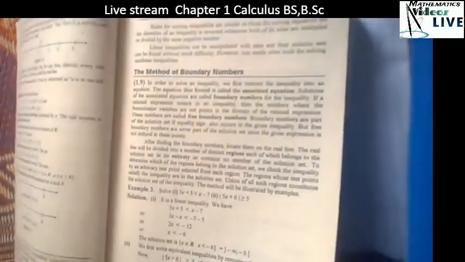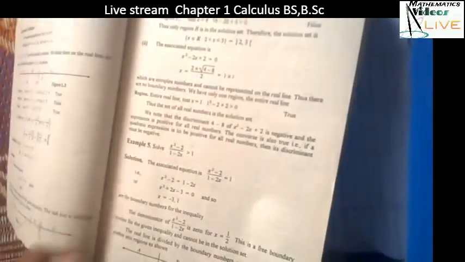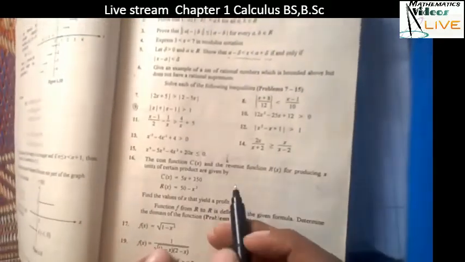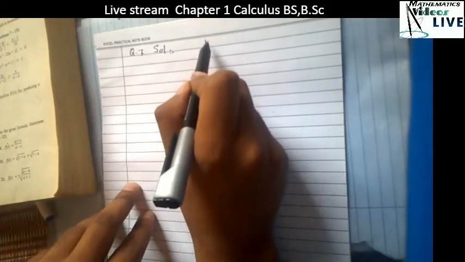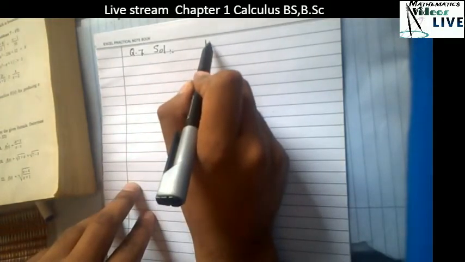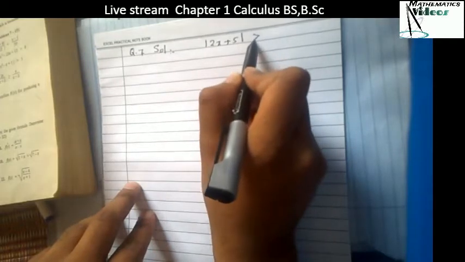To understand these questions, be sure that you have already understood the definitions of intervals given on page number 6 of your book, and the definition of inequalities that are at the same page, and the method of boundary numbers given on page number 7, and example number 3, example number 4, and example number 5 given on pages 7, 8 and 9. Now we will solve question number 7.